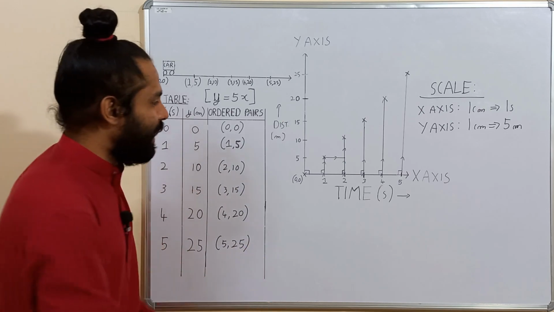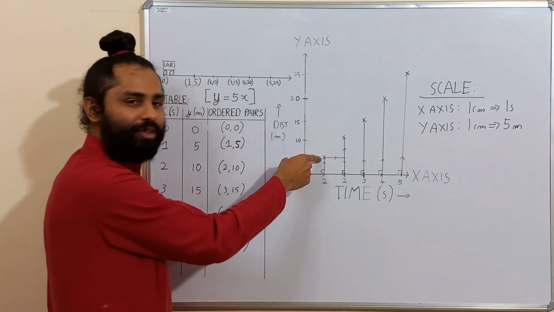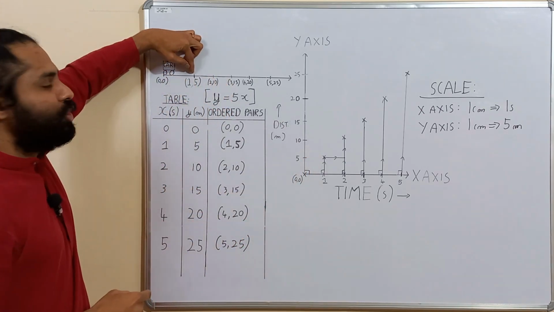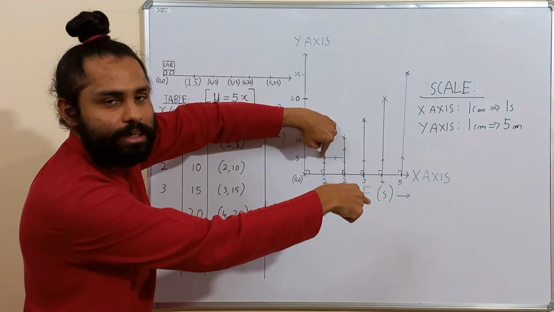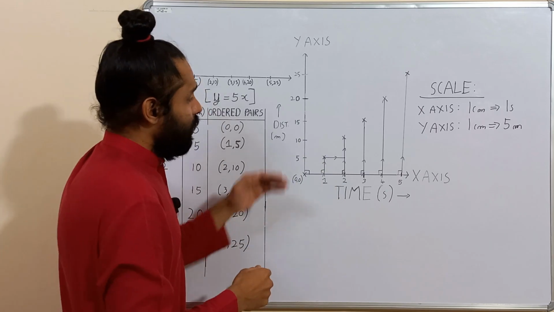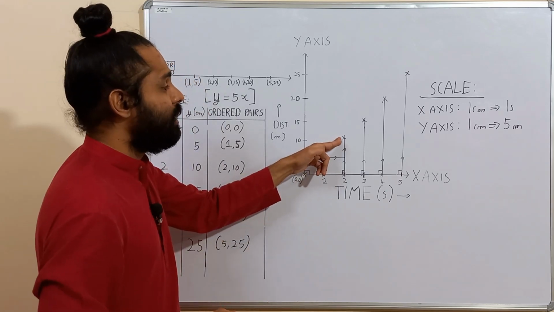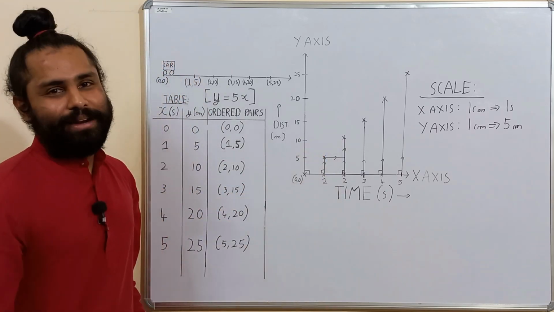Let's see how we can do that. Imagine you're standing at 1, 5. That is, you're in this position in the actual experiment. That is here in the Cartesian plane. 1, 5. Now from 1, 5 we have to come here, which is 2, 10, right?